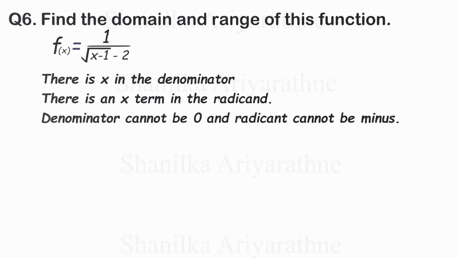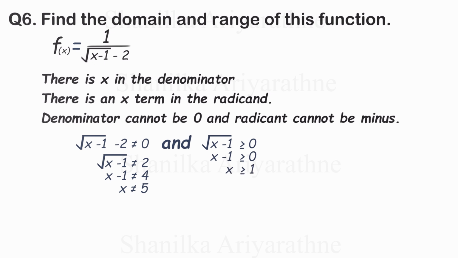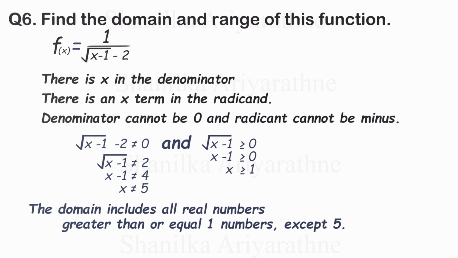That's not all. The square root requires the radicand, the expression inside the square root, to be greater than or equal to 0. We can write this mathematically like this. Let's calculate the domain. Therefore, the domain includes all the real numbers equal or greater than 1, but not 5.